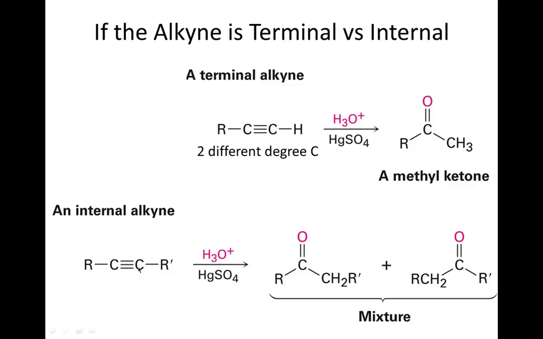Now they're both secondary. I can't really tell the difference between them. The reagents can't tell the difference between them. There's no steering currents. So you're going to get some of each of the possible vinyl alcohols, which is going to lead to the 2 possible ketones, and you'll make a mixture. That means that if you don't want to make a mixture, then you should try to avoid having an unsymmetrical internal alkyne.